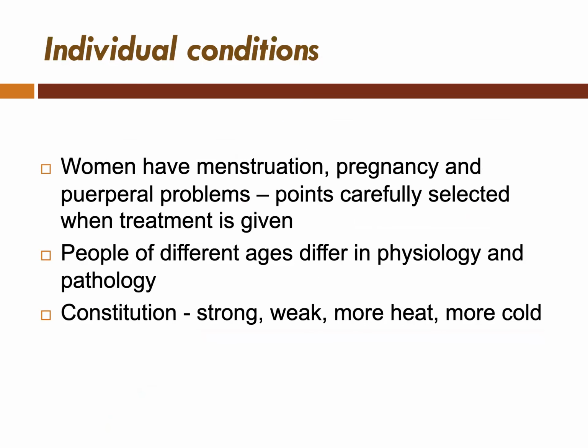In individual conditions, for women who have menstruation, pregnancy, or puerperal problems, points should be carefully selected when treatment is given. People of different ages differ in physiology and pathology, so they will have to be treated differently also. As for constitution, there are people who are strong, weak. There are people with more heat and more cold. So the treatment principle should also vary upon the constitution of the patient.